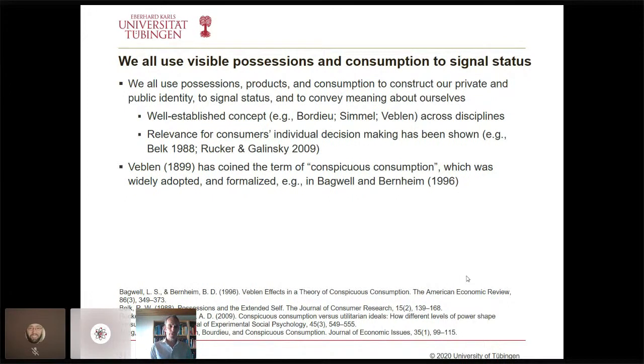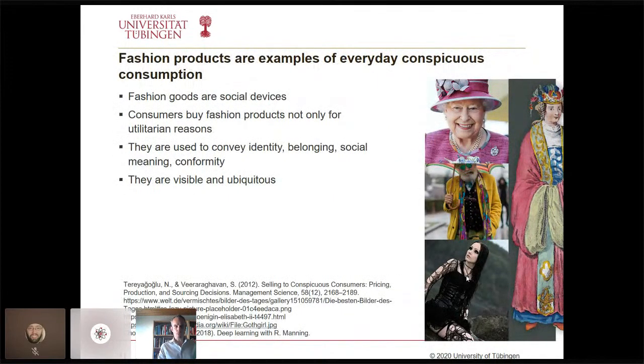And we will use a term that was coined by Veblen quite a while ago already, this term of conspicuous consumption or visible consumption. And this term has been widely adopted and formalized, and we will also use this term in this research. In particular, one element of conspicuous consumption are fashion products. So fashion products, those are good examples for conspicuous consumption because they are clearly visible. So whenever we wear fashion, it is visible. And in that sense, fashion goods are social devices.